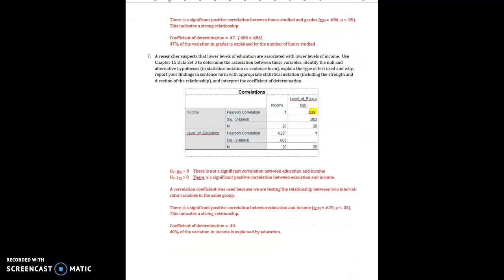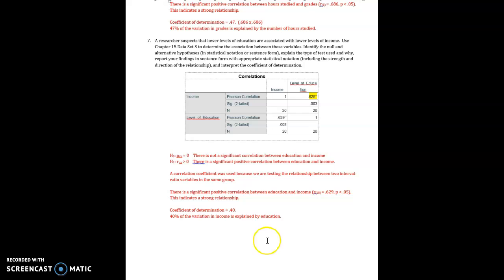Moving on to number 7. This one is asking to look at the correlation between levels of education and income. So first, we're looking at our null hypothesis, and we'll conclude that there is not a significant correlation between education and income. Recall, always, always, always, for the correlations, your null hypothesis is that there's not a correlation between the two variables.